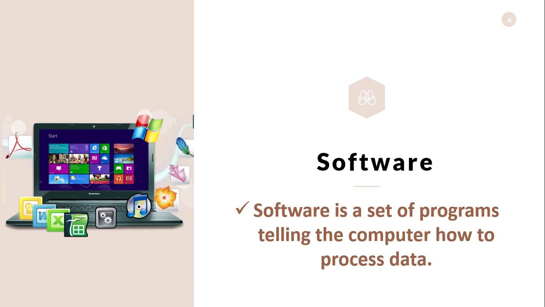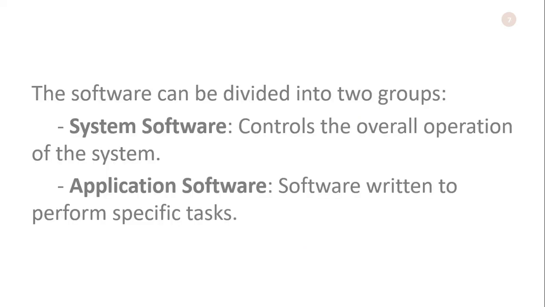The software can be divided into two groups: system software and application software. System software controls the overall operation of the system. It is stored in the computer's memory and instructs the computer to load, store and execute an application. For examples, we can give operating systems, translators, Windows, Unix, etc.